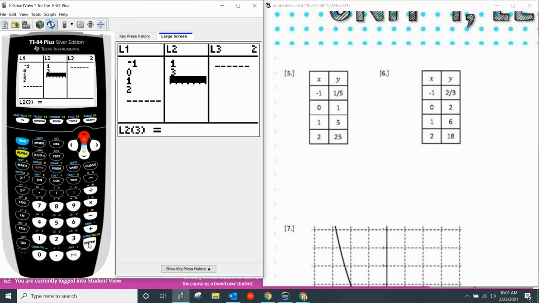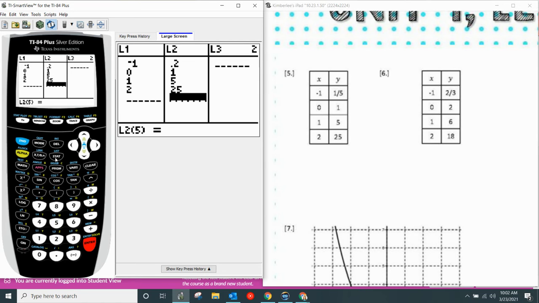I'm going to go over, and I'm not even going to erase these. I'm just going to type over them. So to do a fraction like 1/5, you have to do 1 divided by 5. Hit enter, and it's going to change it to a decimal. That's okay. 1, 5, 25.